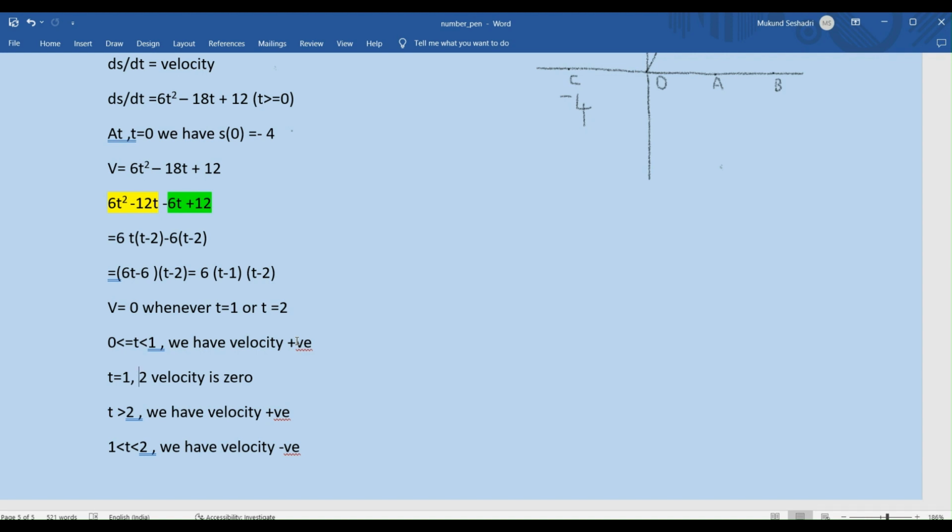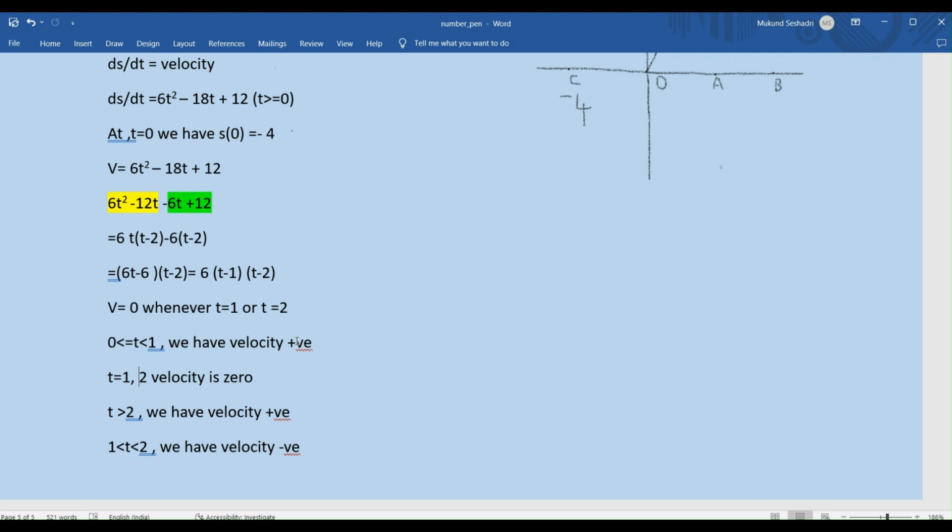So let me repeat this. The velocity becomes equal to 0 whenever t is equal to 1 or t is equal to 2, right? So when t is equal to 1 or 2, the velocity is 0. And when t is less than 1, you see that (t minus 1) into (t minus 2), which is nothing but a representative of the velocity, is negative into negative, which is positive. So v is always positive.